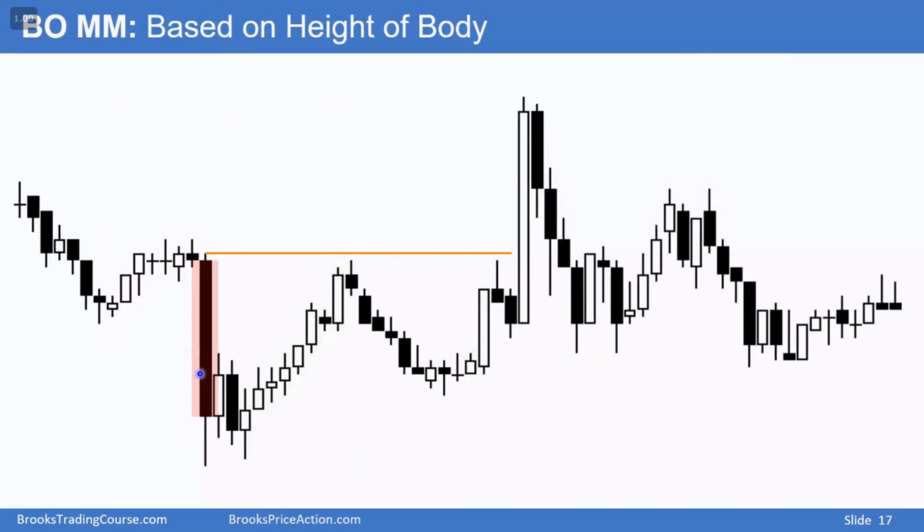Here we have a bear breakout, but look what we got. We got a measured move up based upon the height of that bear body. Bulls buy on a stop above this bar, that bar, or here, hoping to get the measured move up, which they got.